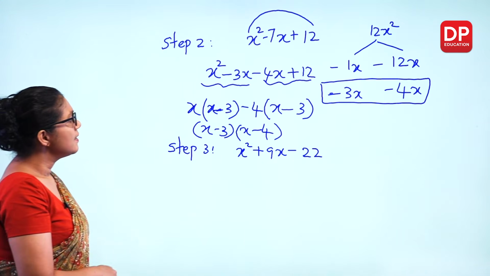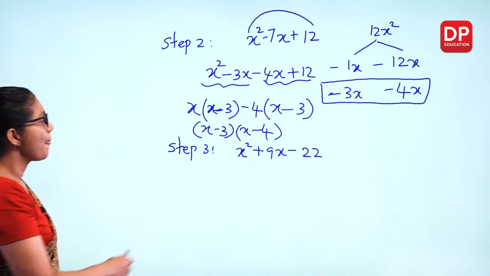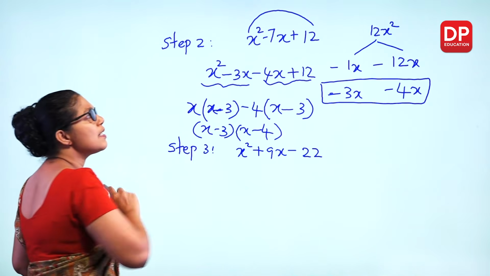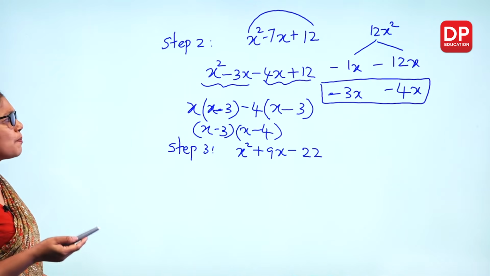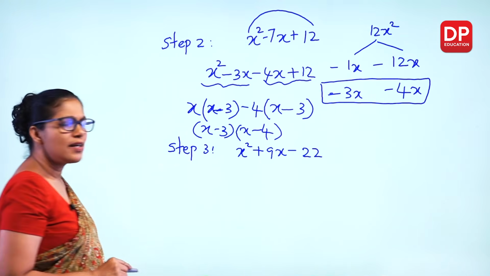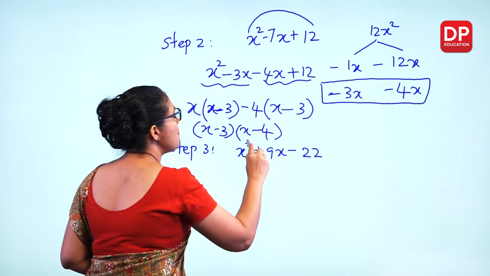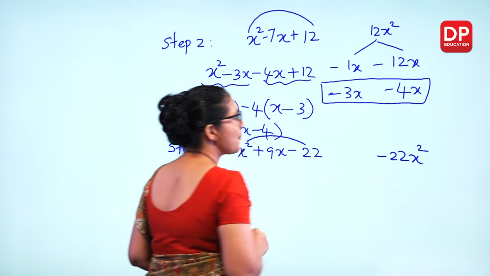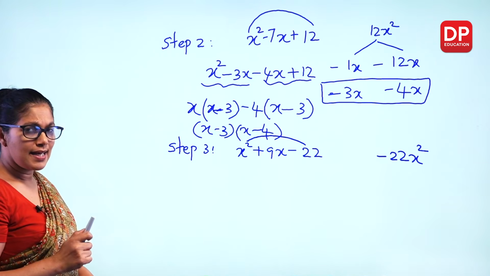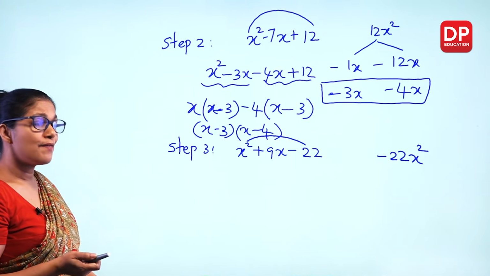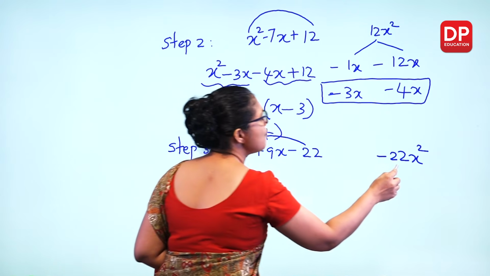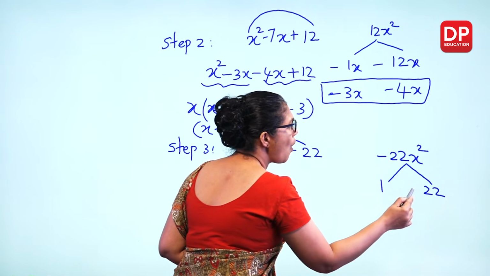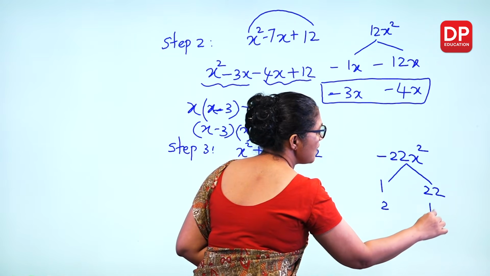Now look at the third one, in step 3: x squared plus 9x minus 22. Earlier the middle term was negative and the third term was positive. Now it's the other way round, but we use the same procedure. We multiply these two, and we get minus 22x squared. To get a minus sign, one should be positive and the other negative. So what are the factors of 22? You get 1 and 22, or 2 with 11.